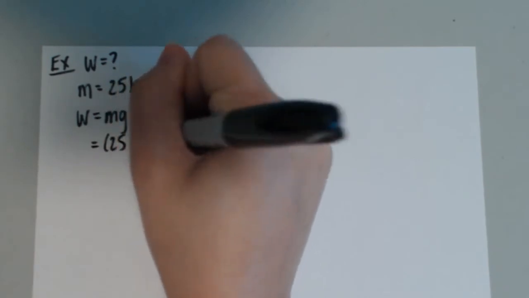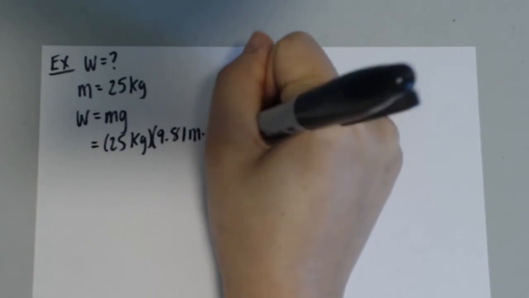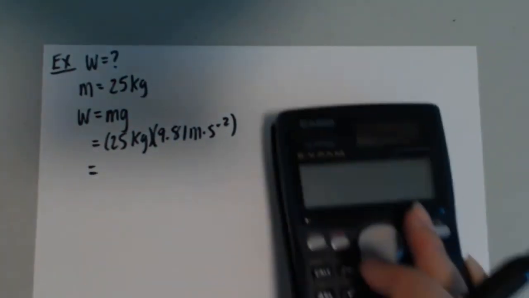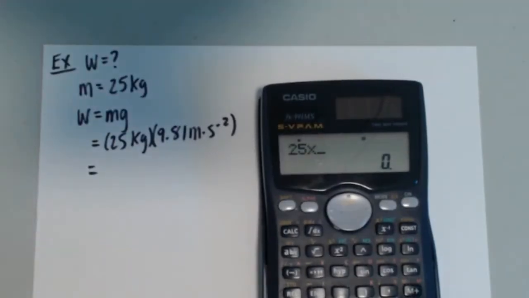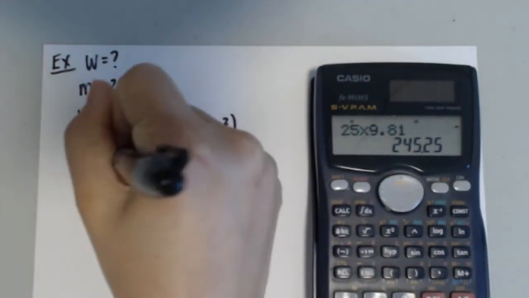So that's 25 kilograms, and g is 9.81 meters per second squared. All right, so, excuse me, 25 times 9.81, 245.25.